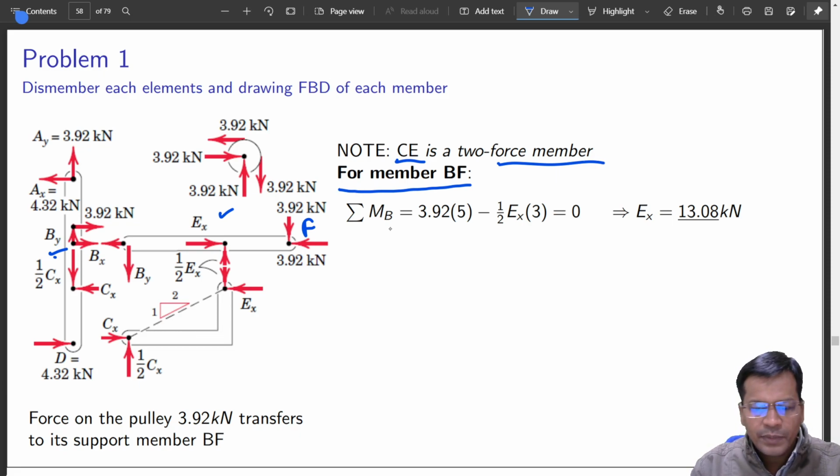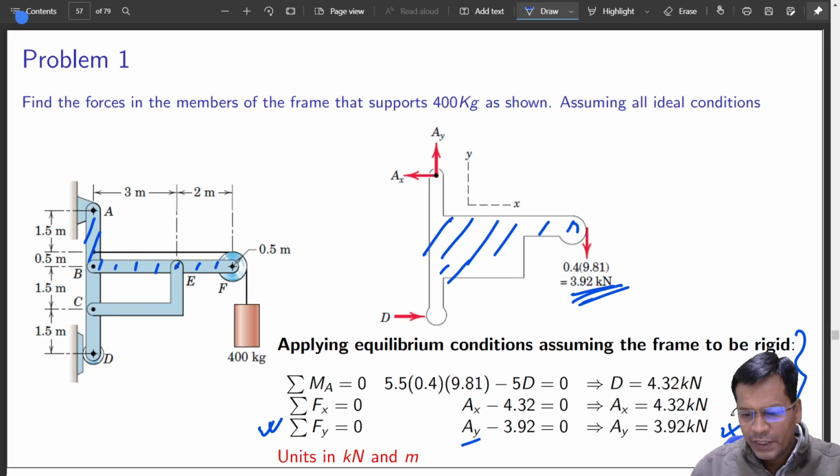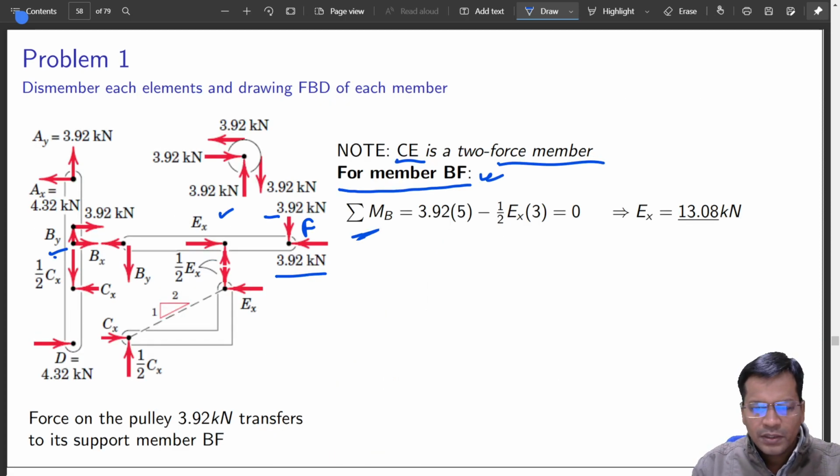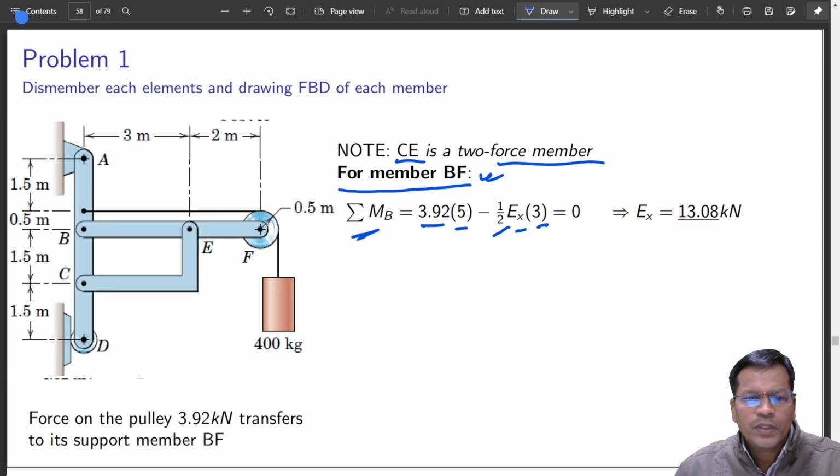Now I am taking moment about B for the BF member. What does it give me immediately? I already know the forces. It has 3.92 from this, which we obtained here. So that gave me directly like this. Coming back to this, it is 3.92 into F, half into Ex, into 3, half into Ex. Why is it half into Ex? Let me keep the figure on once again.